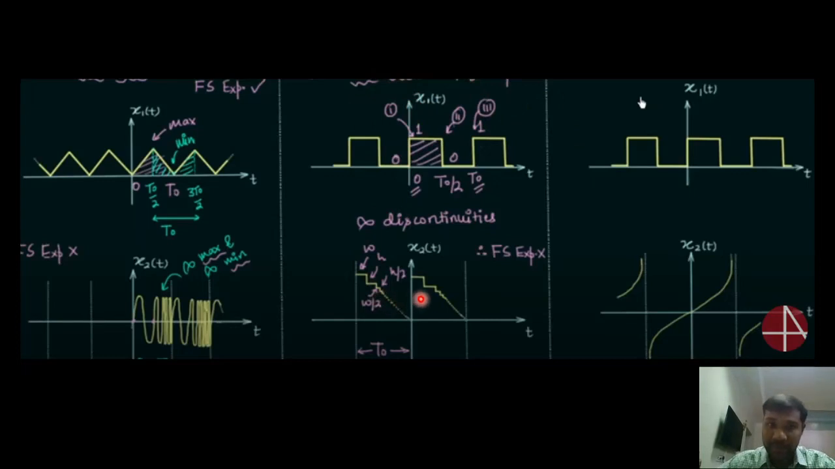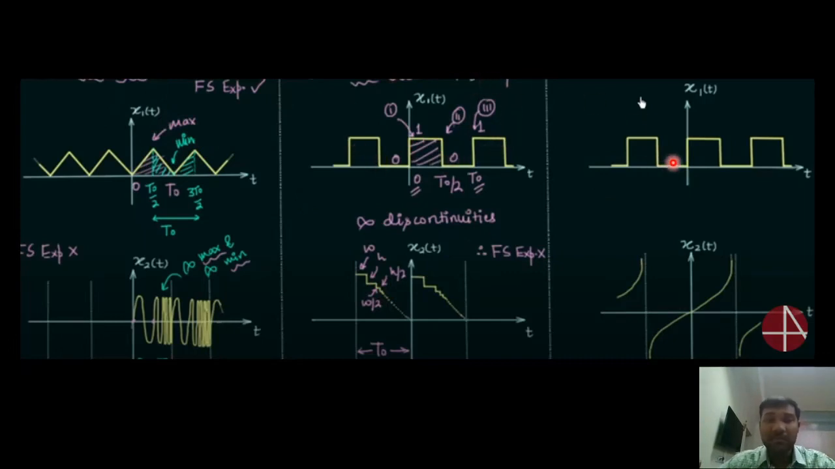And here in the second signal, there is one discontinuity here, another discontinuity here, followed by many other discontinuities. It keeps on increasing. There are infinite number of discontinuities. So we cannot find a Fourier series expansion of this signal, right? So the conditions are a finite number of maxima and minima and a finite number of discontinuities.